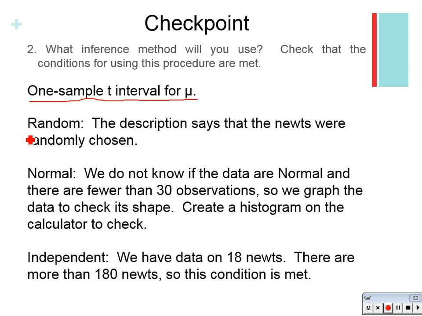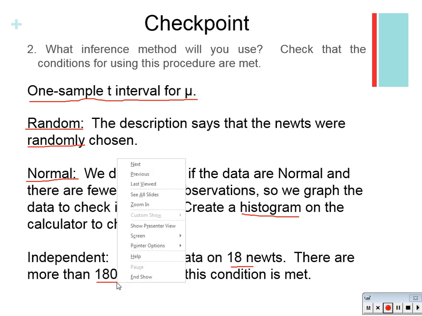And then here are the conditions. The random condition, it says that the newts were randomly chosen. The normal condition, we don't know if the data comes from a normal population, and the sample size was only 18. So once again, I have to take a look at what the graph of these values might look like. I might create a histogram, or a box and whisker plot, or a normal probability plot to check that, which we'll take a look at in a moment. And then the independence condition, if we're sampling 18 newts, we need to assume that there's 180 newts in the population.